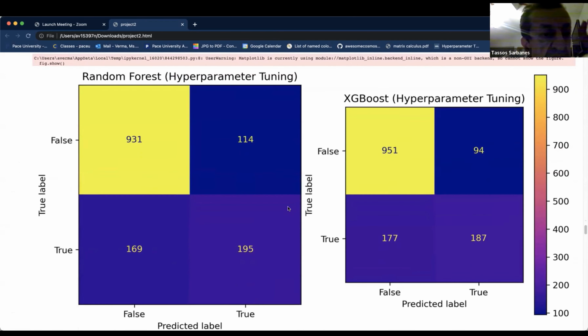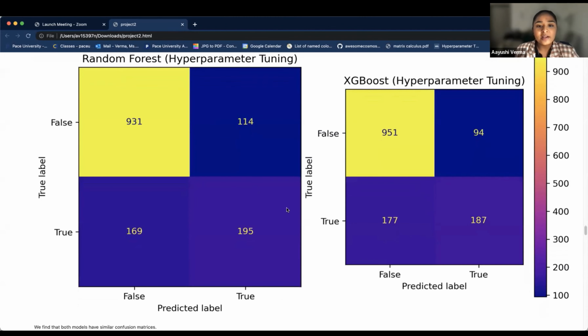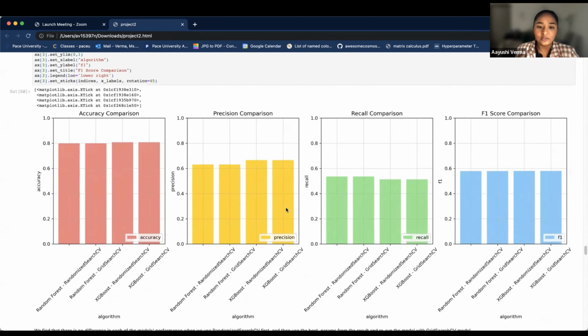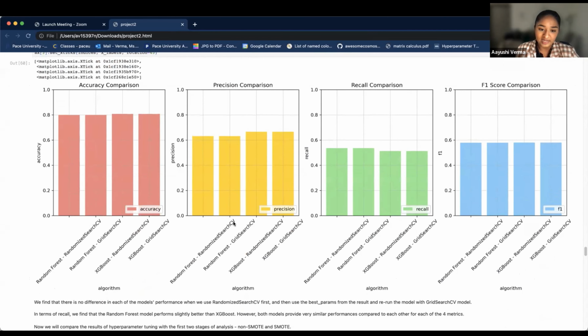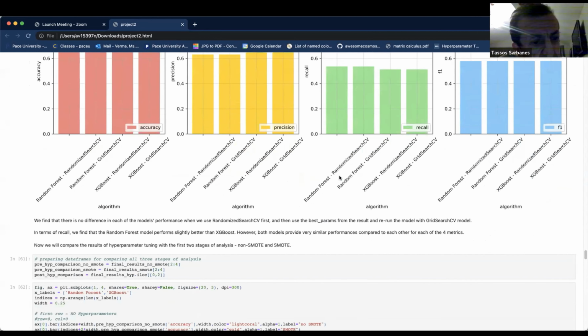Overall, did the hyperparameter tuning pay off? Was it worth doing? I actually got the results, so I'm just showing that to you. The results were the same for both randomized search and grid search. There was absolutely no difference. Maybe I could have added more parameters or a broader choice, but that's something to look into later. In terms of recall for random forest and XGBoost, there wasn't too much of a difference, but the random forest did better.